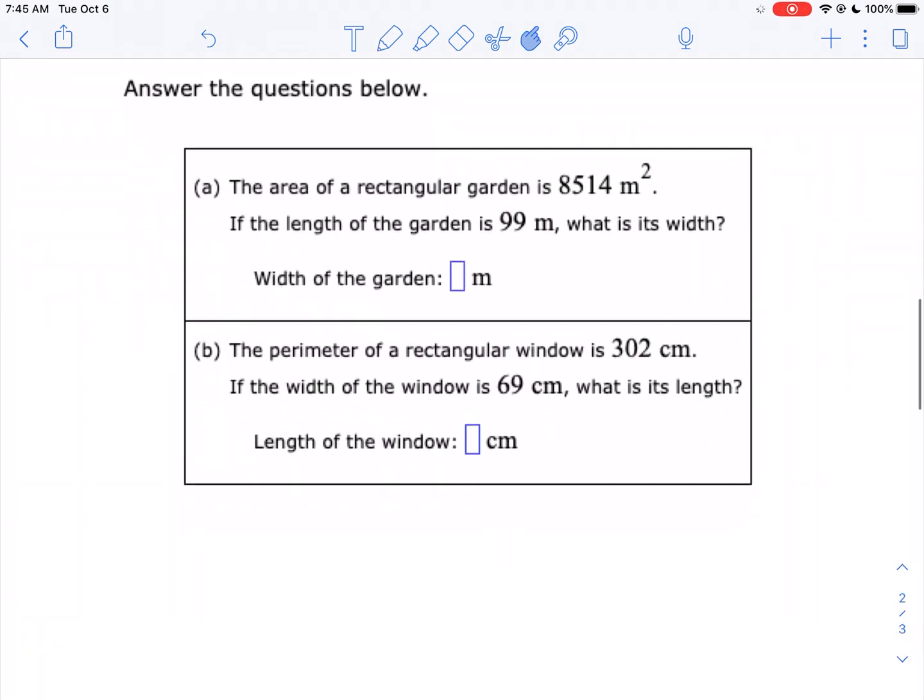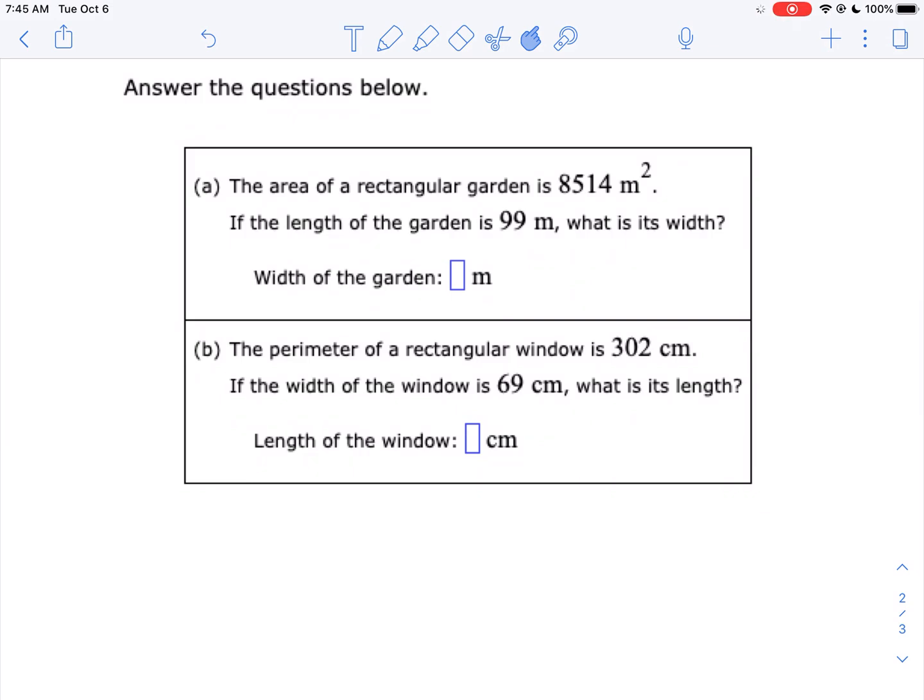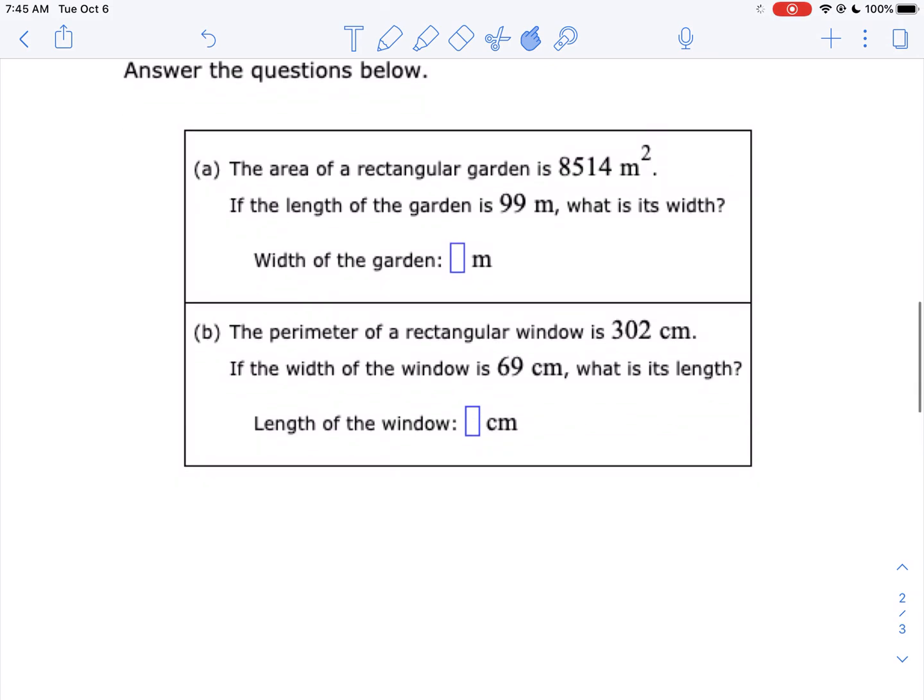Let's take a look at, here's one that required a little bit of work. It says the area of a rectangular garden is 8,514 square meters. The length is 99. We want to find the width. So let's represent this picture. Let's draw a rectangle out here.